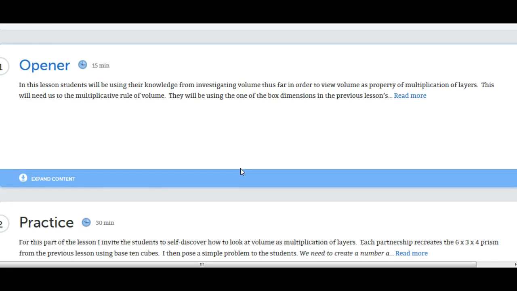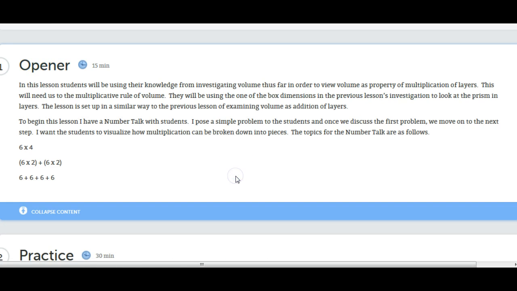So to start this lesson out, I just have a quick number talk with the students, just to get them to see that multiplication can also be viewed as addition. So I just display 6 times 4, ask students to solve and think about, how did they solve it?